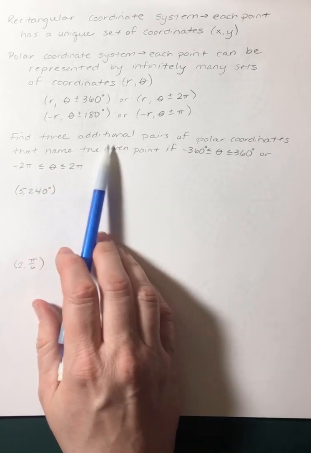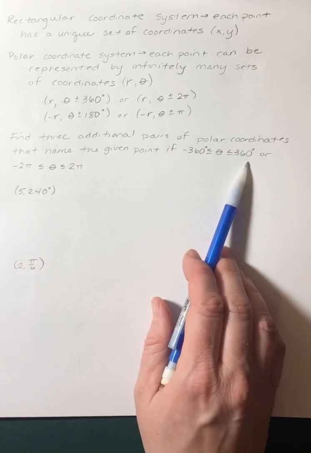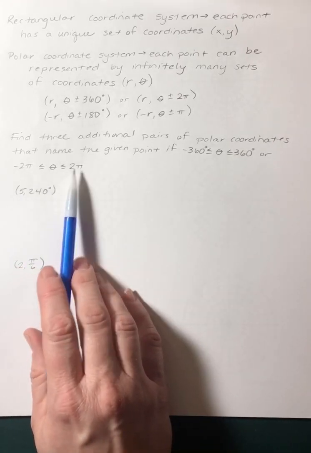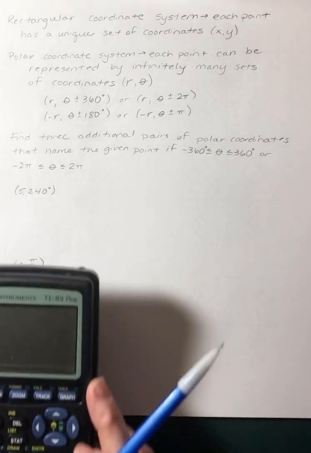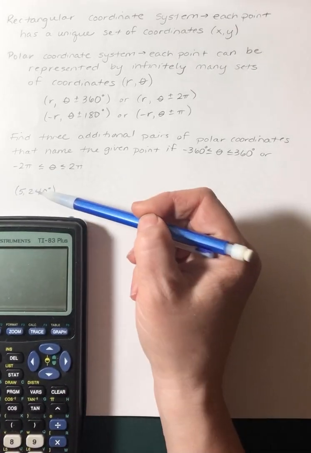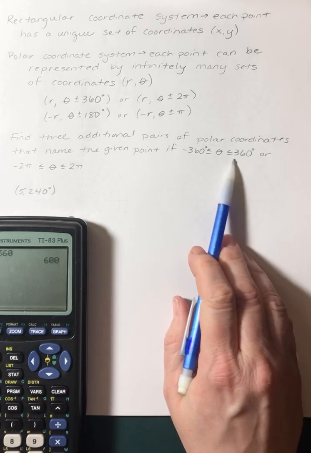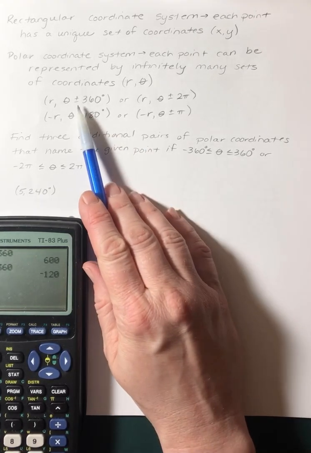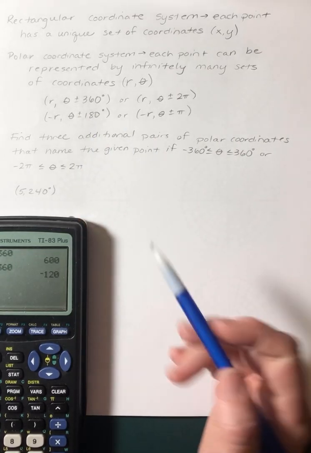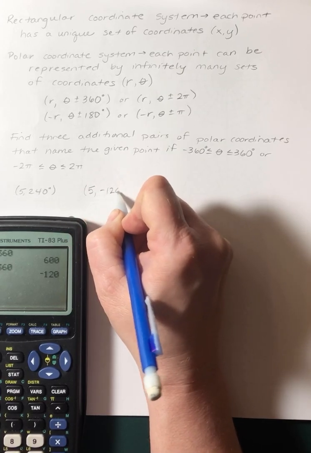So, find 3 additional pairs of polar coordinates that name the given point if theta is from -360 to 360, or from -2 pi to 2 pi, okay? So they're being a little limited. We can't just add 360 to this 3 times and be done. So I'm going to take my point, (5, 240), and the first thing I'm going to do is add 360. Well, of course, that's going to be too big. So I'm going to subtract 360, because I can add or subtract 360. So an equivalent point is (5, -120), all right?